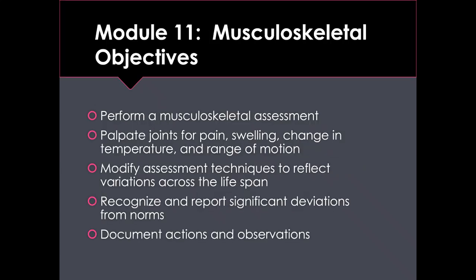Here are the objectives. We're going to go through essentially just doing a musculoskeletal assessment, how to palpate the joints. Pay attention to things like this. Notice where it says I'm looking or feeling for pain or swelling, redness, change in temperature, change in range of motion. So we get a good feel for how strong and what condition the patient's skeletal system is in and their muscles are in.